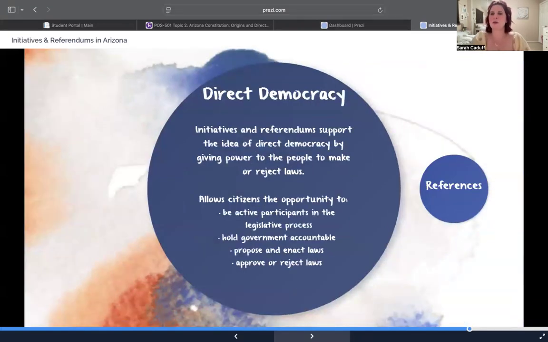And lastly, we have direct democracy. Initiatives and referendums support the idea of direct democracy by giving power to the people to make or reject laws. This allows citizens the opportunity to be active participants in the legislative process, to hold government accountable, to propose and enact laws, and to approve or reject laws.